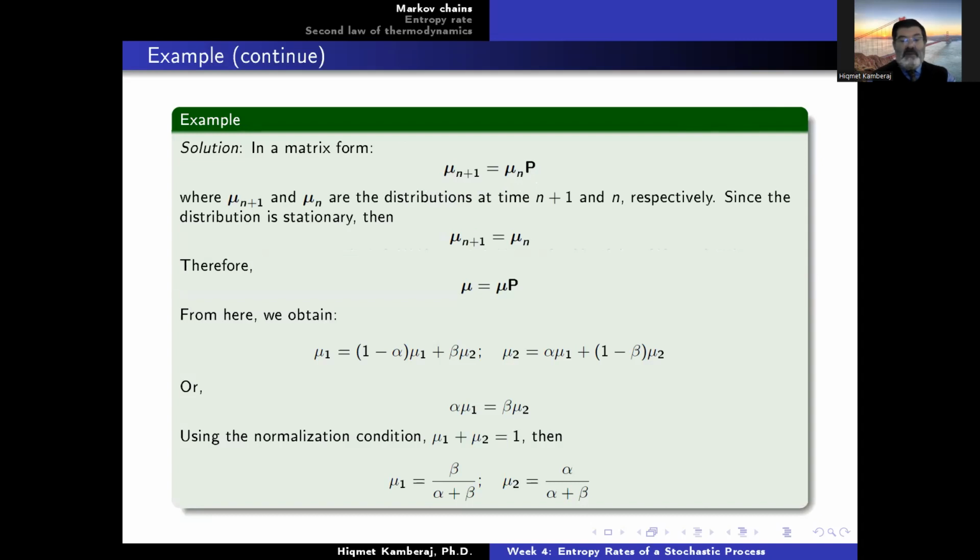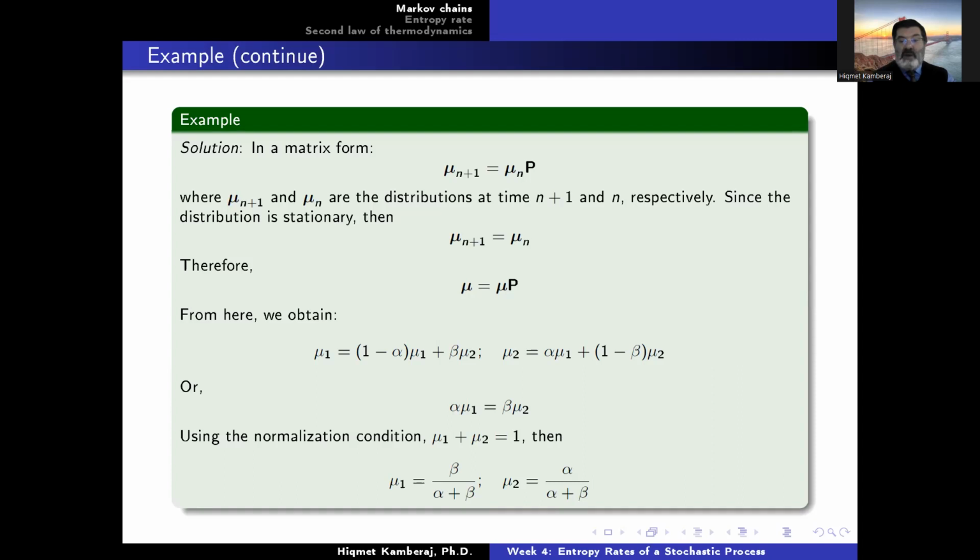Here mu of n plus 1 is at time n plus 1, and mu of n is at time n. Since the distribution is stationary, we can write that mu of n plus 1 is equal to mu of n, because it does not change. Therefore, we can write this equal to mu, so it does not depend on the index n. Then we can write equation 1 in this form: mu equal to mu times P. Now we replace the P value that we have from the previous matrix.